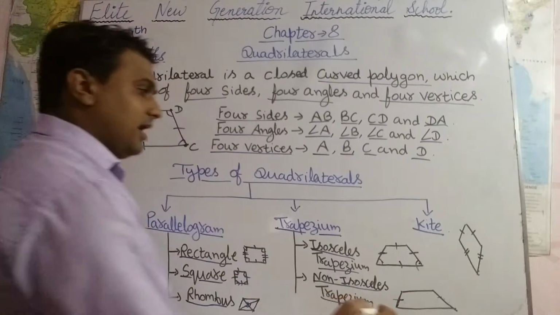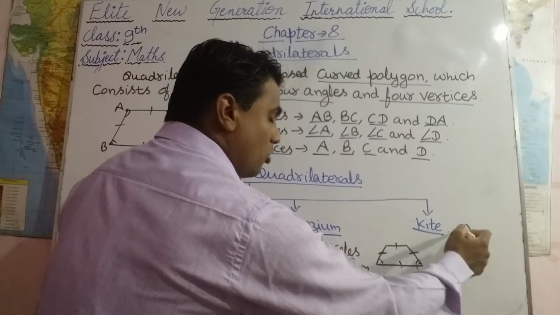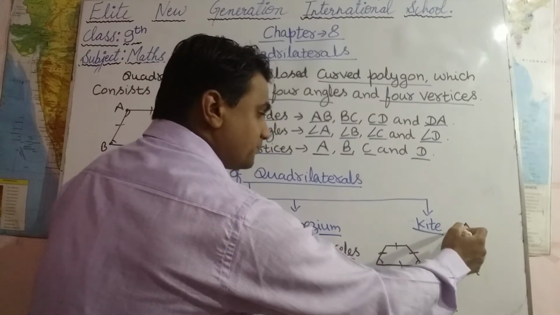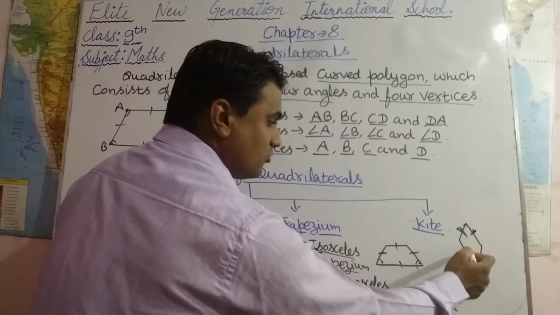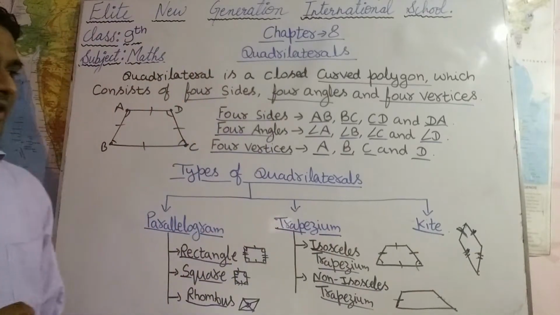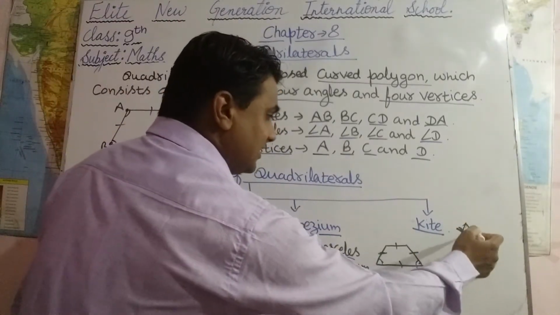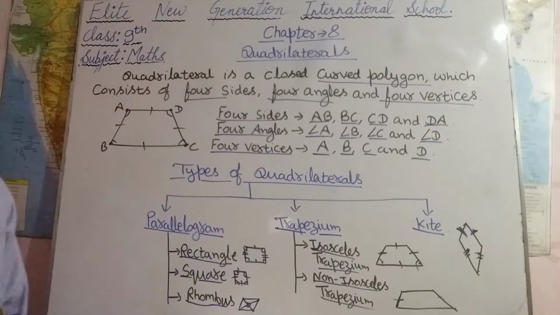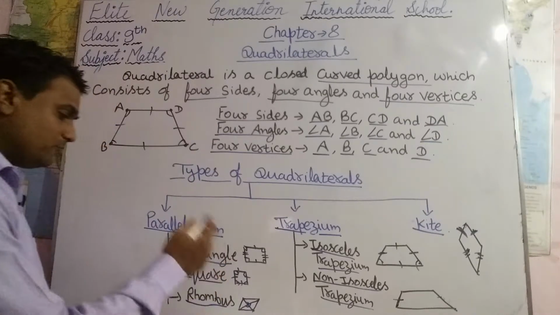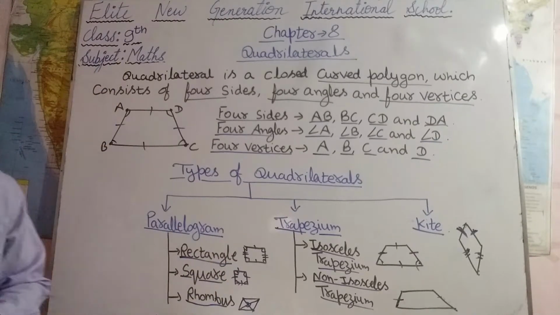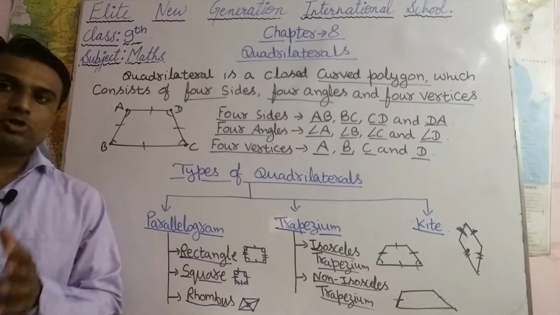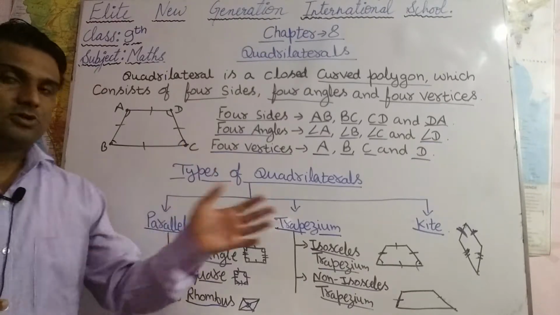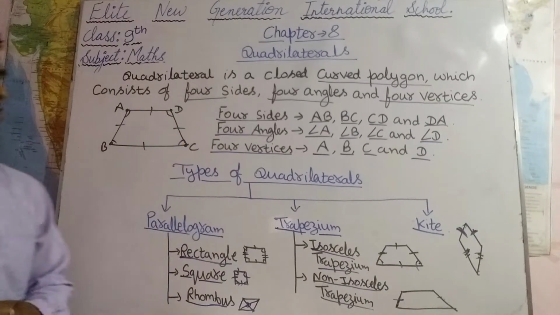Now the kite. If this is a kite, these 2 sides are equal and these 2 sides are equal; they are adjacent sides. So in a kite, adjacent sides are equal. These are the types of quadrilateral. Basically we have to know the properties of rectangle, square and rhombus. In this chapter there are some theorems in which we have to prove the properties of parallelogram and trapezium. So now come to the theorems.